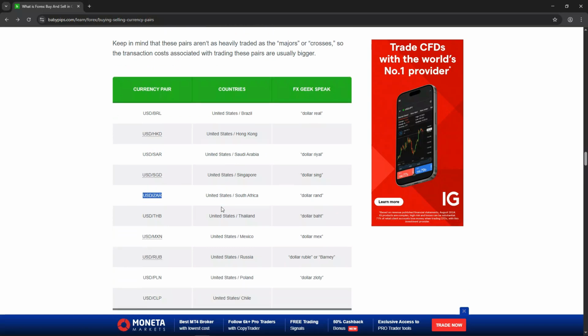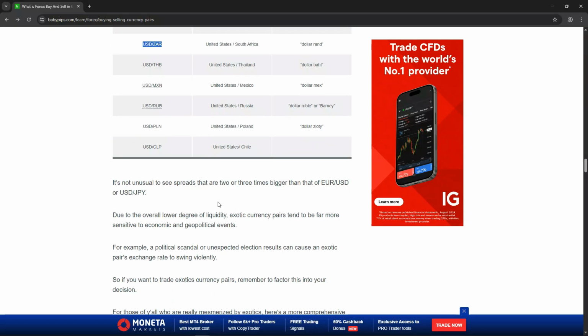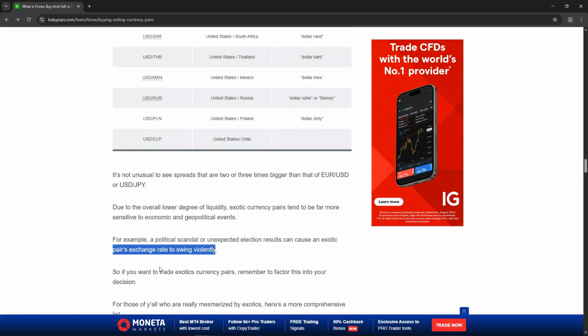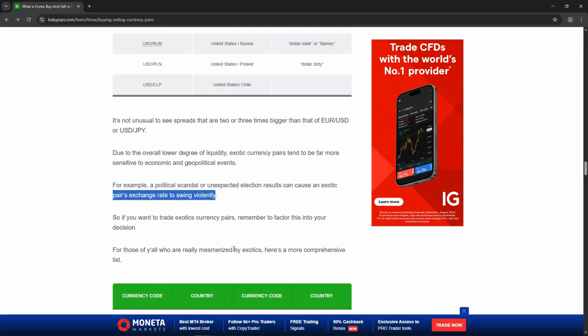Now, unlike major and cross pairs, exotic pairs are not traded as much, which means they have lower liquidity. Because of this, they usually have higher trading costs and can be more volatile. So exotic pairs are less common, more expensive to trade, and can move more unpredictably. So if you're trading this, you gotta be careful.